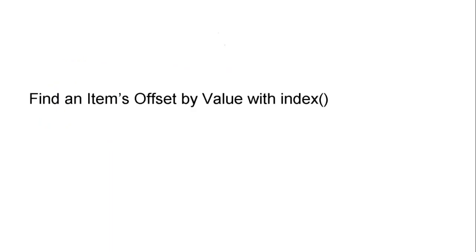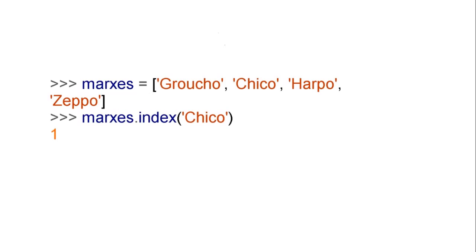Find an item's offset by value with index. If you want to know the offset of an item in a list by its value, use index.